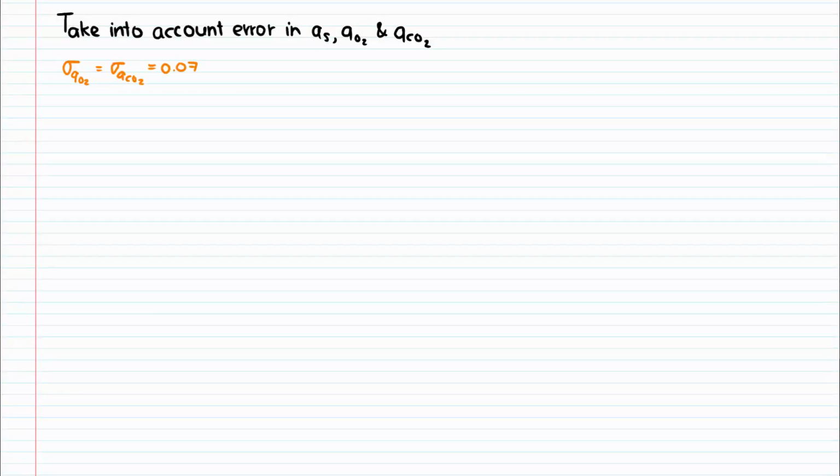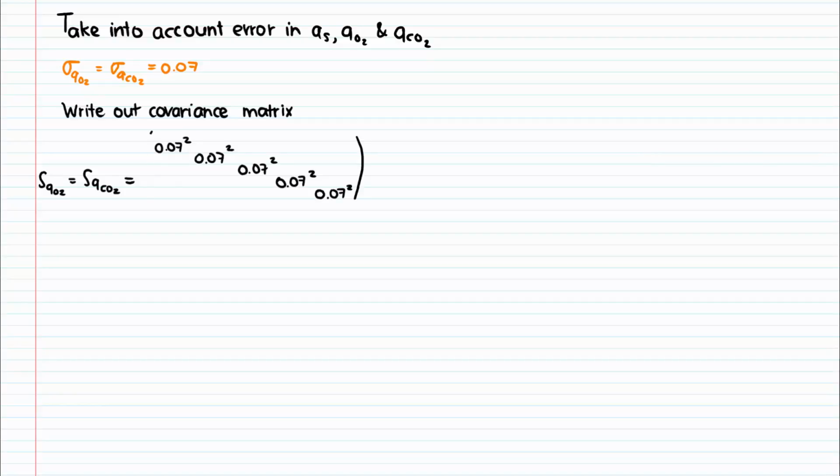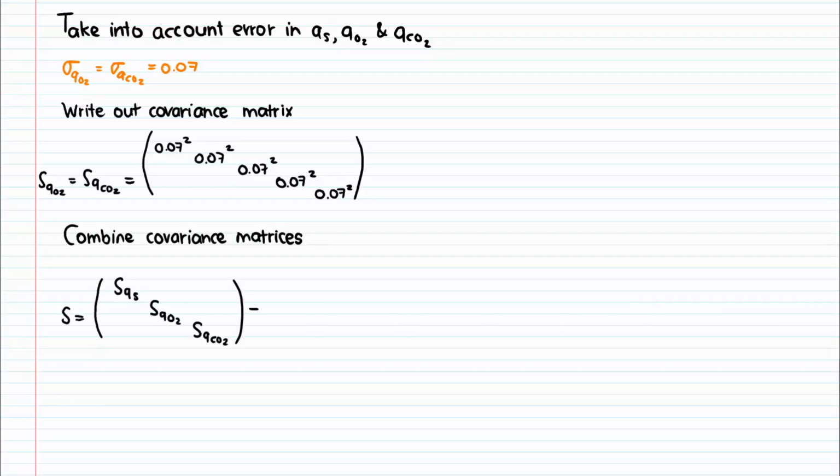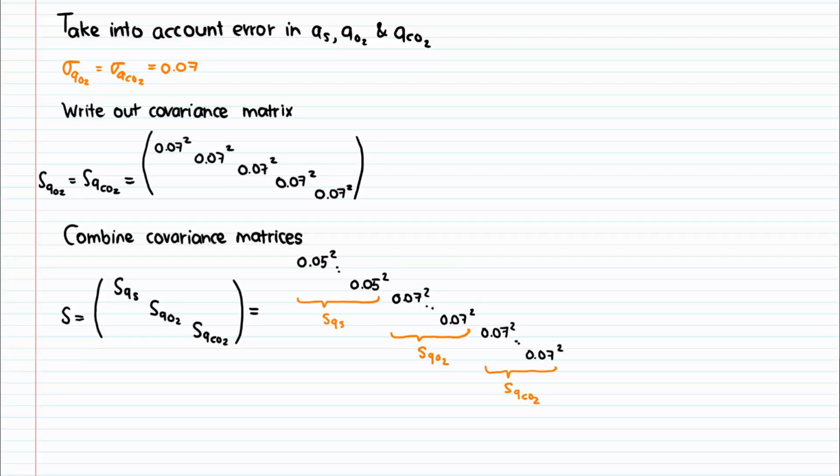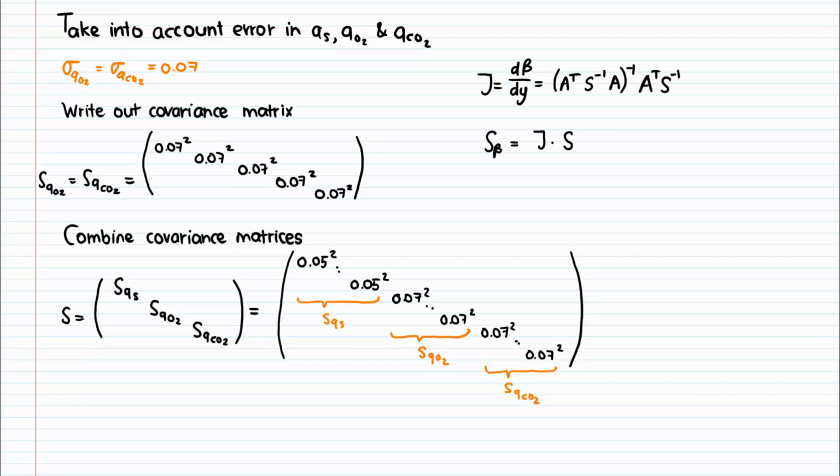Now we also want to know how much the accuracy improved. We know that the error in the O2 and the CO2 measurements is 0.05. Thus we can construct a covariance matrix for QO2 and QCO2. To take into account all errors, we have to combine the covariance matrices of QS, QO2 and QCO2 like this. Thus we obtain this covariance matrix. Now we construct the Jacobian matrix and calculate the covariance matrix of beta. The square root of the diagonal of S beta is the new standard deviation of the Herbert Pirt parameters.